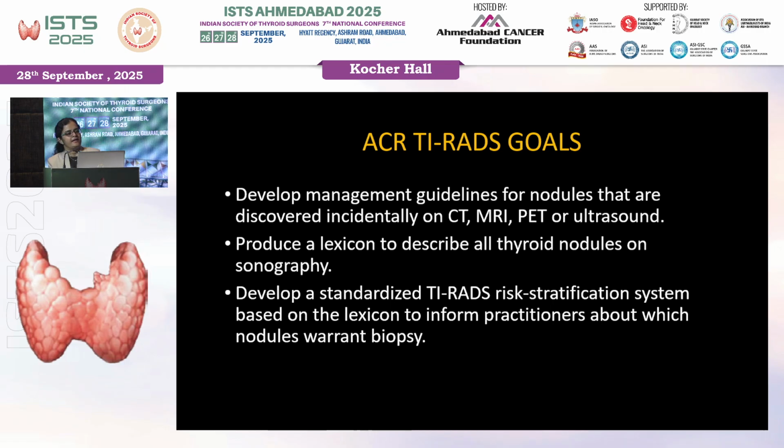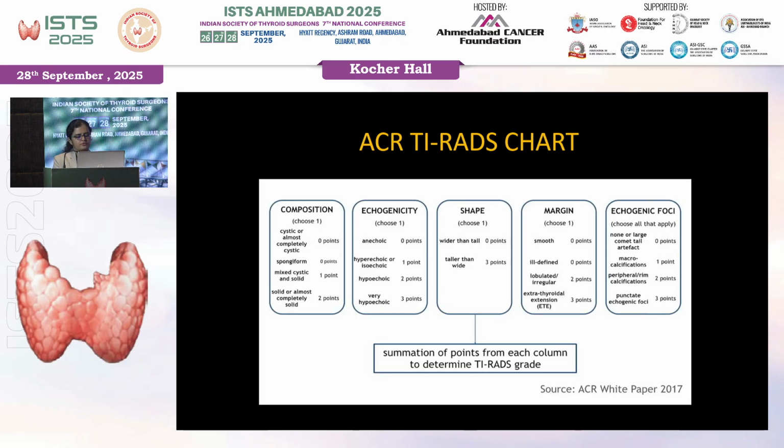So ACR TIRADS came up so that we can develop management guidelines for thyroid incidentalomas, which we pick up on any modality like CT, MR or ultrasound, and come up with a lexicon with which we can describe all the thyroid nodules on ultrasound. Then on the basis of that lexicon and risk stratification system, we can suggest as radiologists which nodules would need biopsy and which would need follow-up. So that is the core summary of ACR TIRADS.